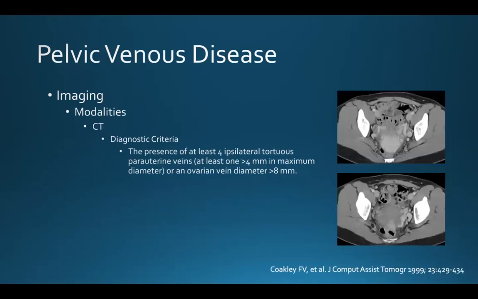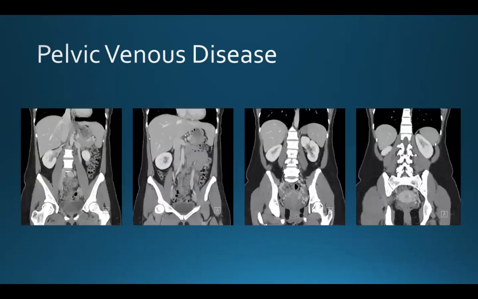On CT, we look for the presence of at least 4 ipsilateral tortuous parauterine veins and at least one of those veins should be greater than 4 millimeters in maximum diameter. We also look for an ovarian vein diameter greater than 8 millimeters. You can usually see the tortuous periuterine varices very well on axial imaging. On coronal images, you can usually see the dilated ovarian vein as it makes its way from the renal vein down to the periuterine varices.